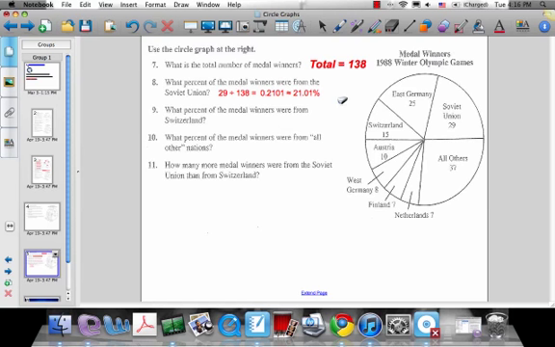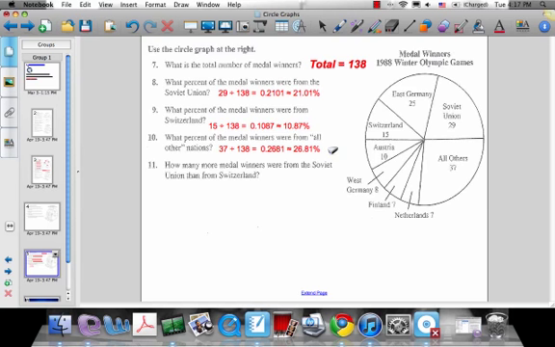Number 9, exactly like number 8. What was the percent of medal winners from Switzerland? Well, there were 15 of them. So 15 divided by 138 came out to be 0.1087. Times that by 100, and that gave us 10.87%. Now, number 10, what percent of the medal winners were from all other nations? That was 37. 37 divided by 138 came out to be 0.2681, and that was 26.81%.